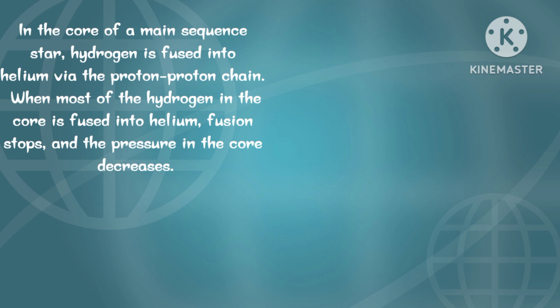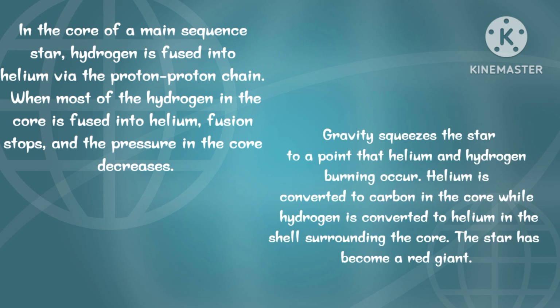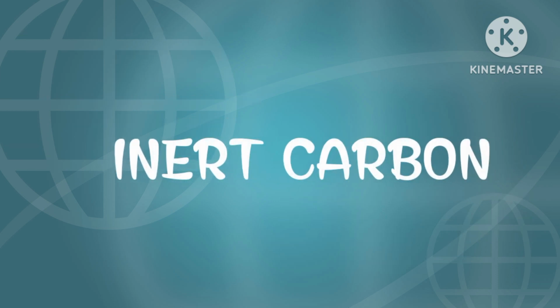In the core of a main sequence star, hydrogen is fused into helium via the proton-proton chain. When most of the hydrogen in the core is fused into helium, fusion stops and the pressure in the core decreases. Gravity squeezes the star to a point that helium and hydrogen burning occur. The helium is converted to carbon in the core, while hydrogen is converted to helium in the shell surrounding the core. The star is becoming a red giant. Inert carbon.